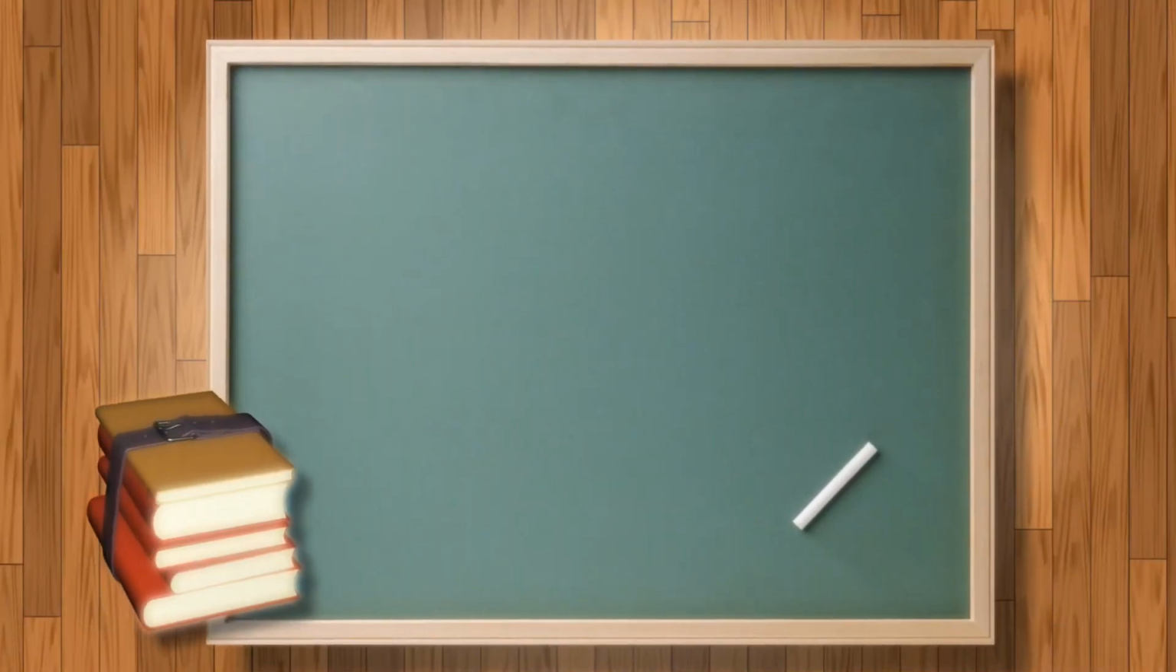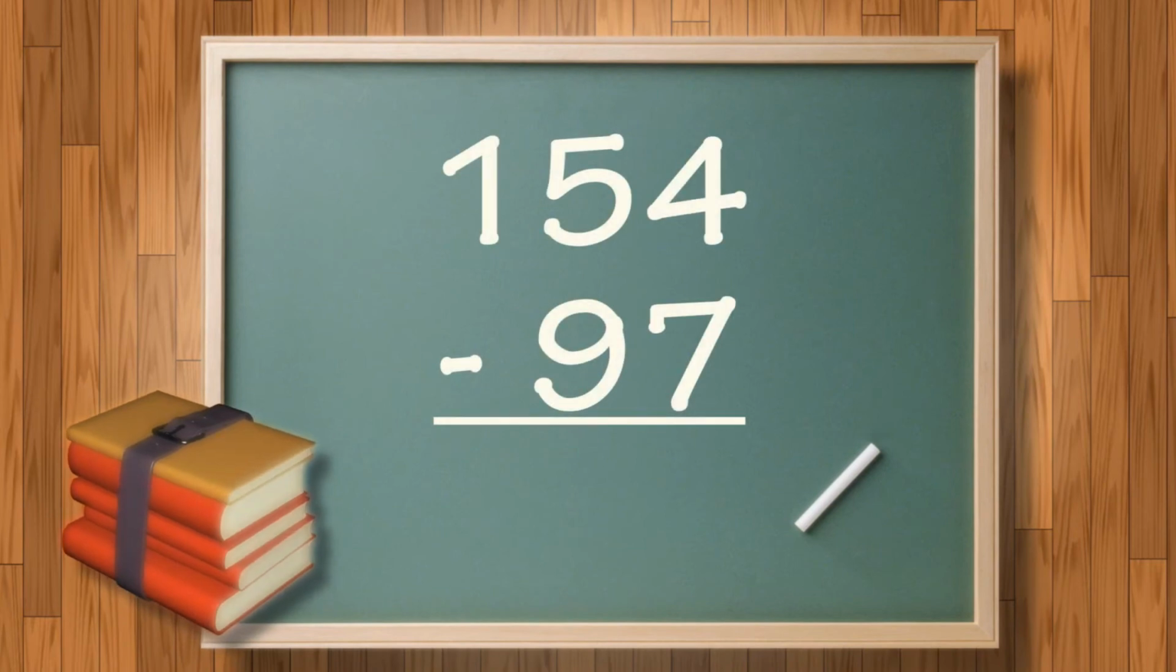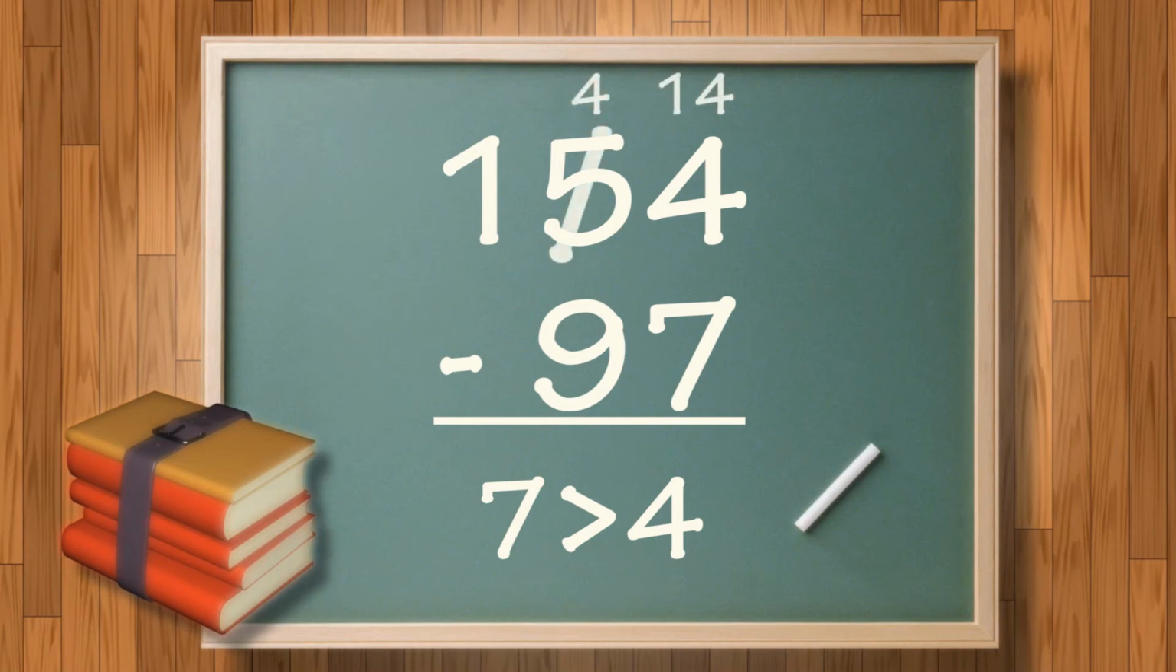Let's look at one more problem. 154 minus 97. If you were going to subtract 97 from 154, would it require you to regroup? Yes, because the 7 is greater than the 4. So we would have to borrow a group of 10 from the tens column if we were solving the problem vertically. However, when we subtract on a number line, we don't have to worry about regrouping.